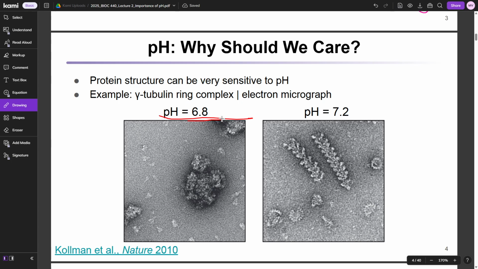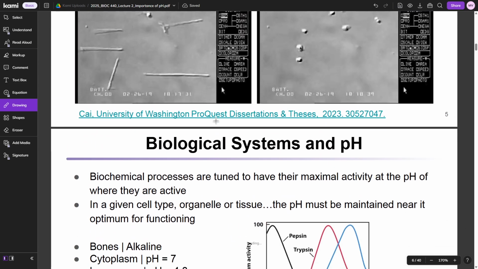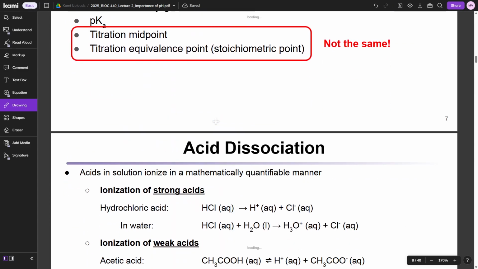This is just saying that proteins have different shapes under different pHs. That's all there is to it. There's nothing much to that. But yeah. Where is the next slide?